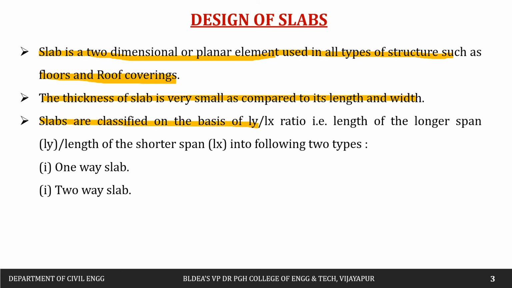The slabs are classified based on the Ly by Lx ratio. Ly and Lx are nothing but the lengths of the spans, that is, Ly is always the length of the longer span and Lx the length of the shorter span. Based on the spanning condition, the slab is classified as a one-way slab or a two-way slab.